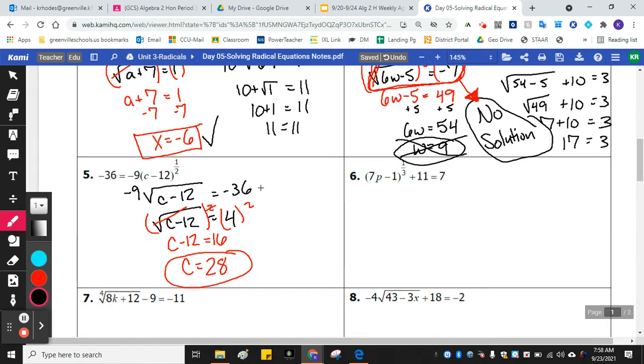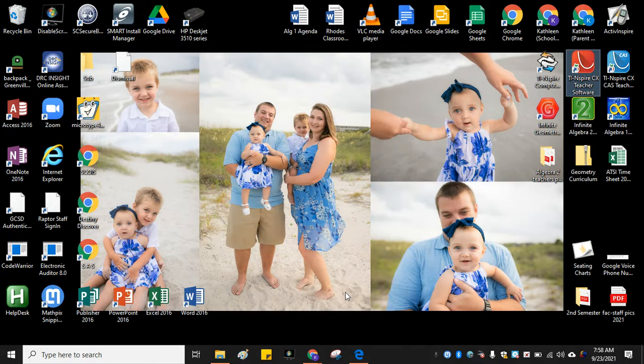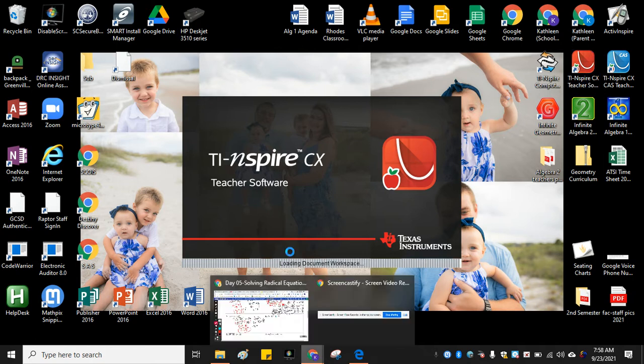Check your answer. When you're checking your answer, I want to see two steps. You plugged it into the original equation, 28 minus 12 to the 1/2. You checked that the left side equals the right side. And I'm okay if you plug the whole right side into the calculator. You don't have to do it in your head, but you do have to show me those two steps. You plugged it in, the left side equals the right side.